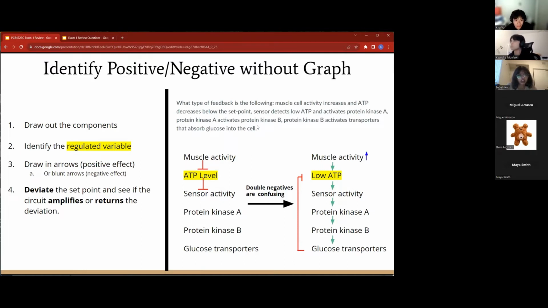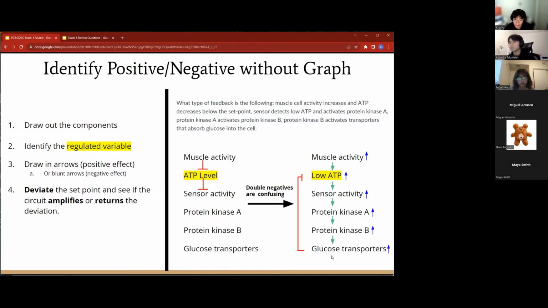So like I said, after that, we're going to deviate the set point to figure out if it's positive or negative regulation. We're going to increase muscle activity. Since it has a positive effect, we're going to increase this deviation here. Positive effect, increase, positive effect, increase, positive effect, increase, positive effect.